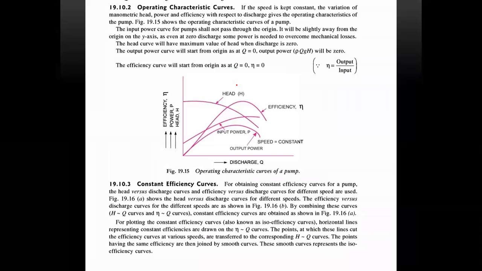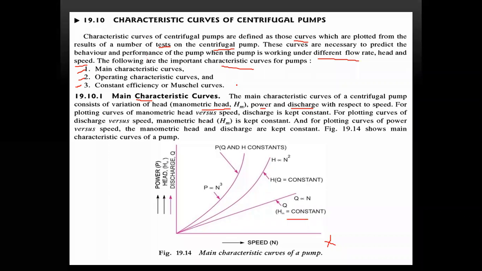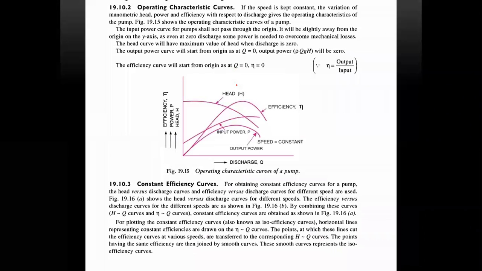Next one is operating characteristics. Here some are kept constant, and the variation of manometric head, power, and efficiency with respect to discharge gives the operating characteristics as shown in the figure, right? The input power curve for the pumps will not pass through the origin, it will be slightly away from the origin on the y-axis, as even at zero discharge, some power is needed to overcome the mechanical losses.